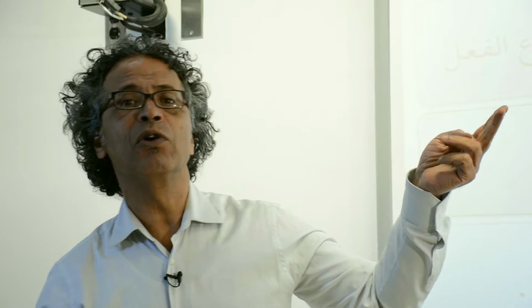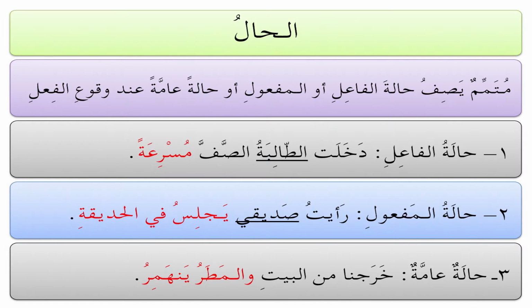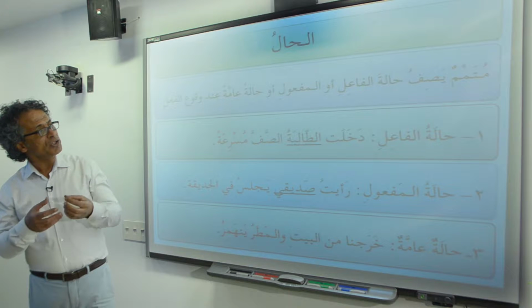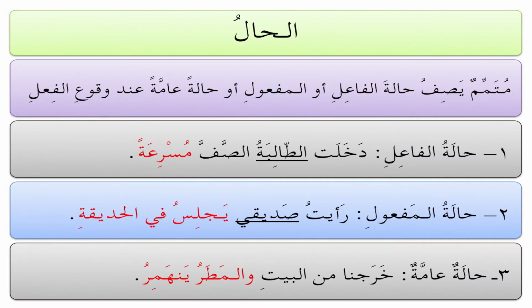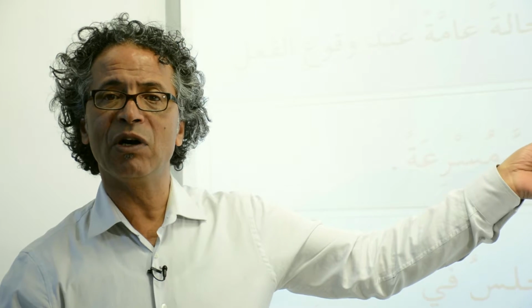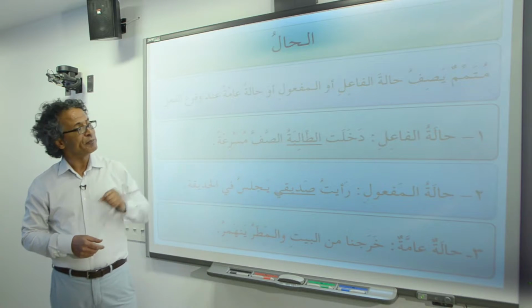الحال متمم يصف حالة الفاعل أو المفعول أو حالة عامة عند وقوع الفعل. It's a complement in the sentence that describes the condition of the subject or the object or a general condition when the verb occurs. حالة الفاعل: دخلت الطالبة الصف مسرعة. So مسرعة here describes the state in which الطالبة was when she entered the classroom.